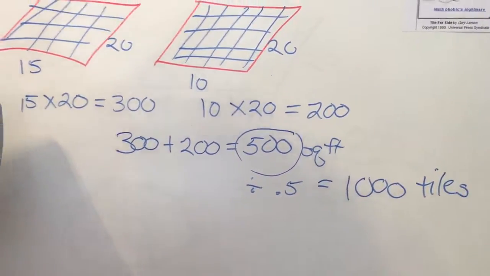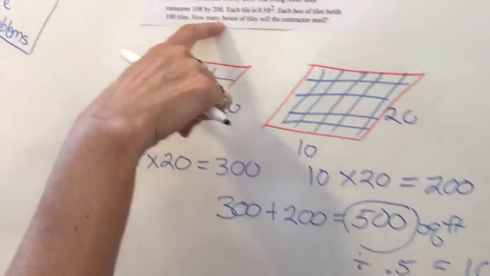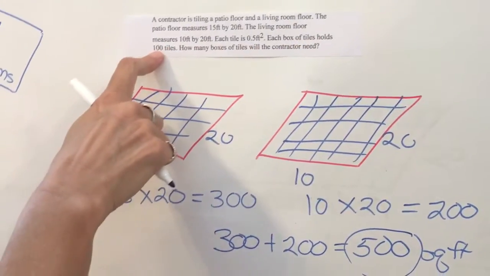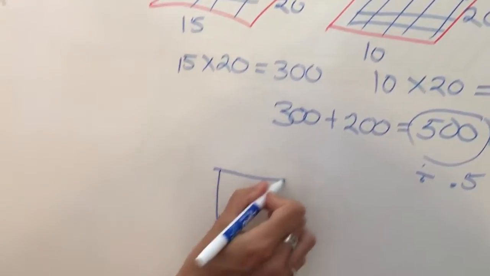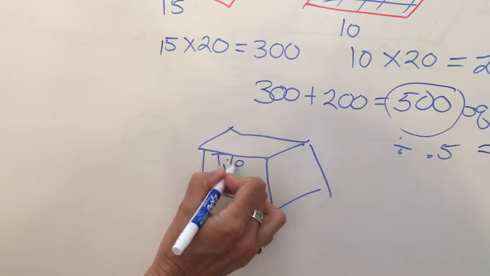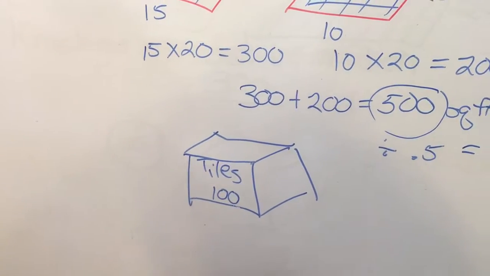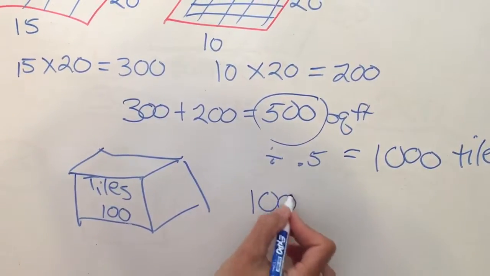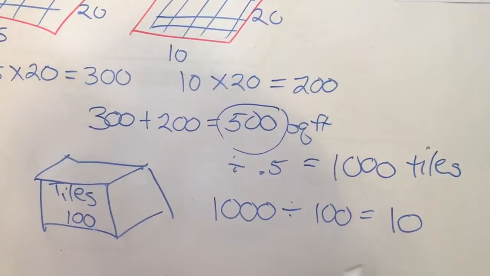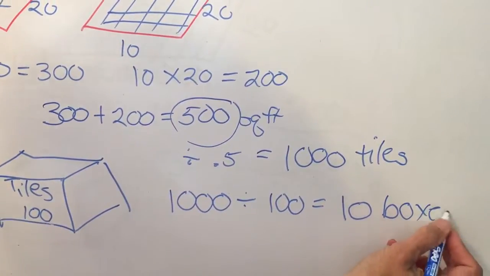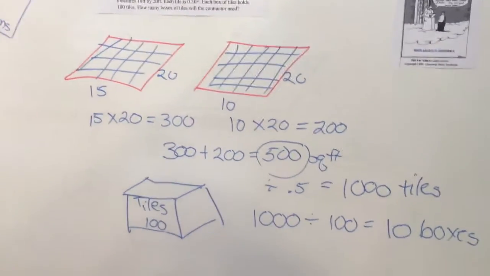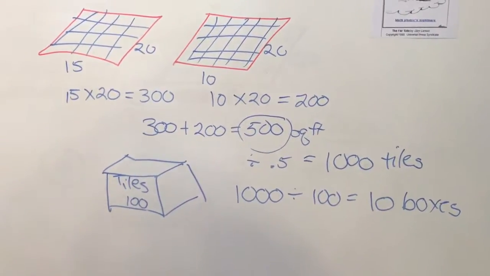But the question doesn't ask how many tiles are needed. In fact, it asks us how many boxes of tiles the contractor will need. Well, if we look here, we can see that there's 100 tiles in every box. So here's our box of tiles, and we know that inside it, there's 100. So if we need 1,000, we simply take 1,000 tiles, divide it by 100, and we know we need 10 boxes. And that's our answer. So when I show my students, I make sure I am illustrating every part of the problem, as well as the math computation. Let's try another one.